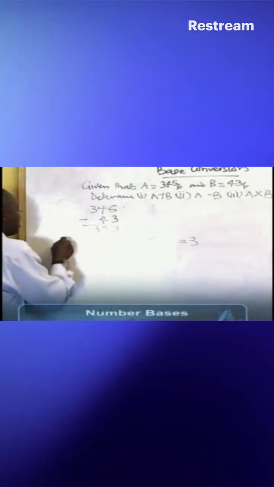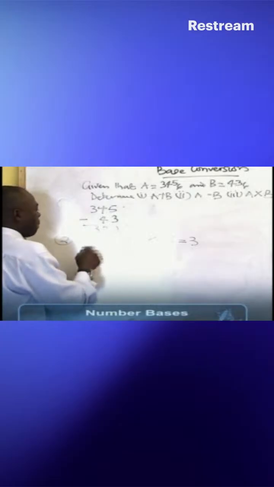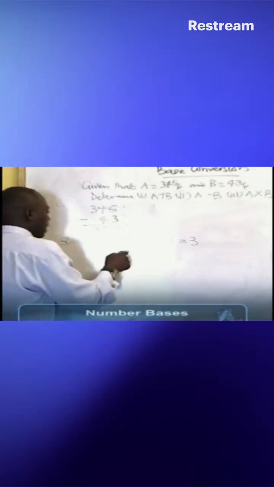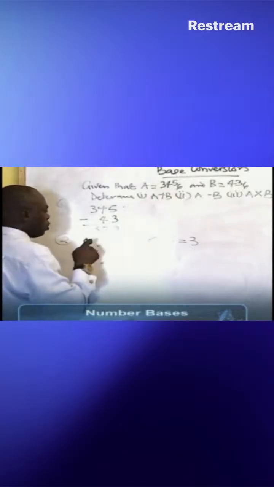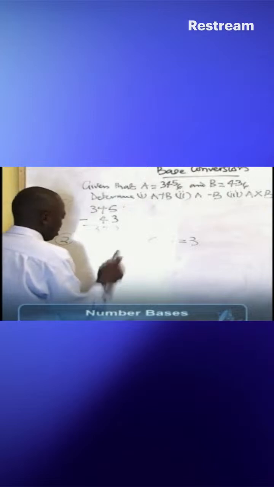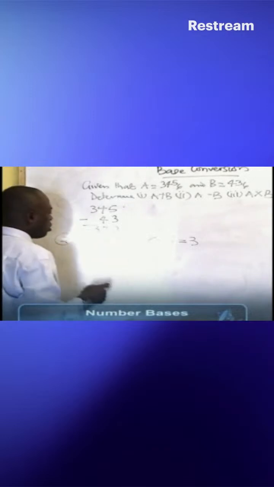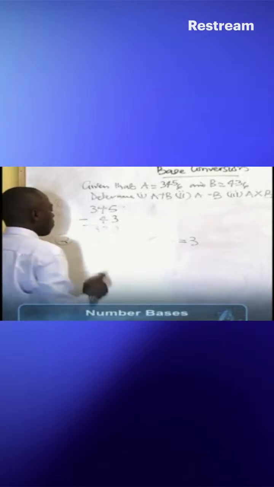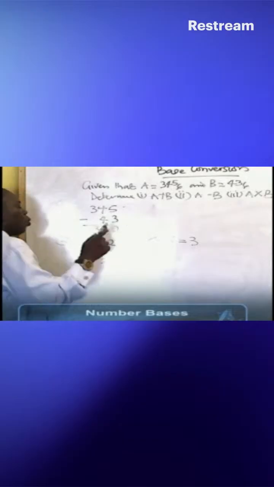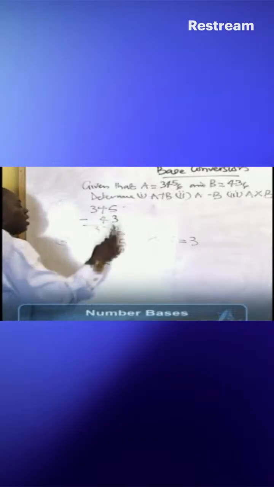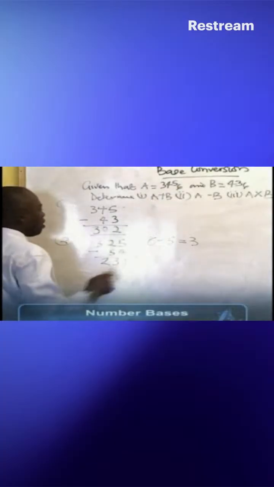If this is the second question you were given, 325 minus 54. You take 4 away from 5, you will get 1. If you want to take 5 away from 2, it's impossible. You will borrow 1 from 3 and you will add it to 2. And the one that you have borrowed is the equivalent of the base, which in this case is 6.